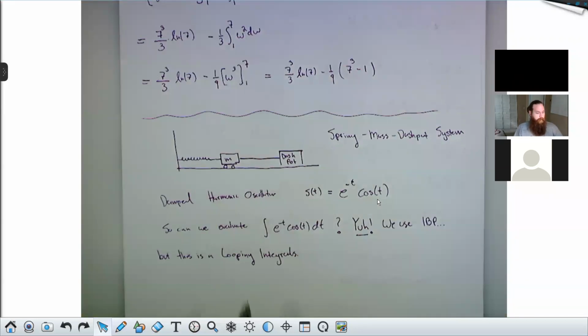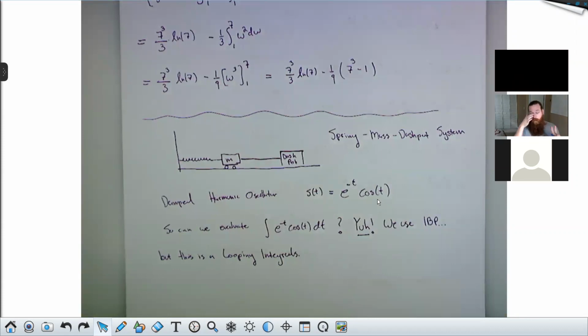We call them looping integrals because we're going to do IBP. We're actually going to use IBP twice for this guy. And then the original integral is going to show back up as the output from IBP. That will allow us to then solve an equation for the integral without actually evaluating the integral. It's very sneaky. Sorry, I've got something in my eye here. It's driving me nuts.